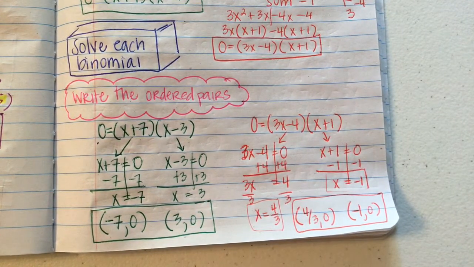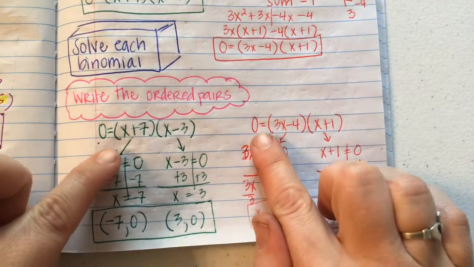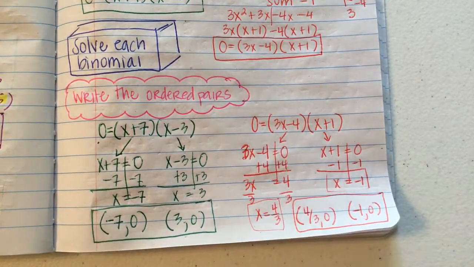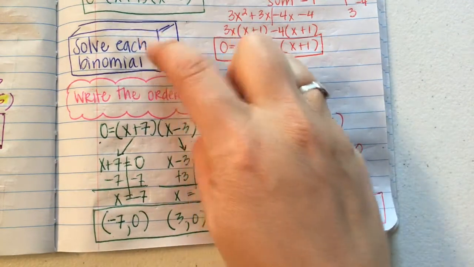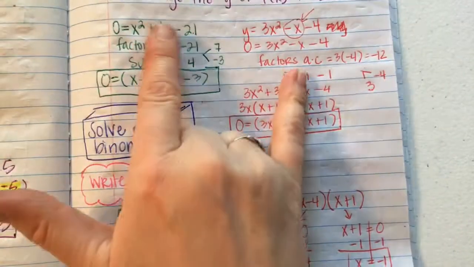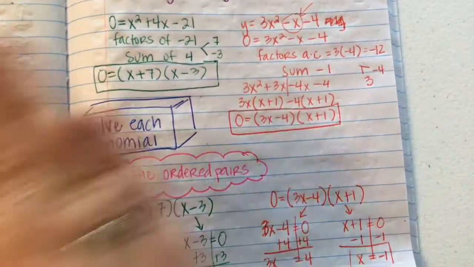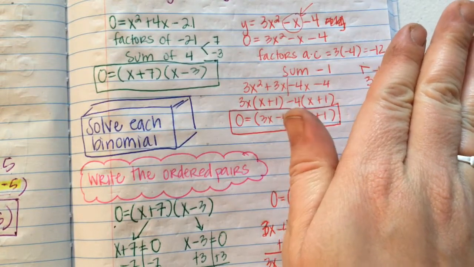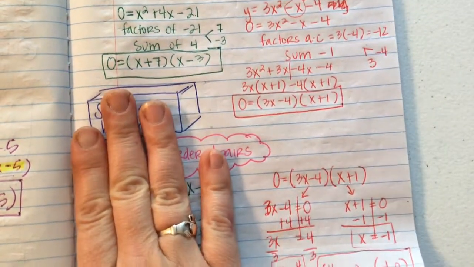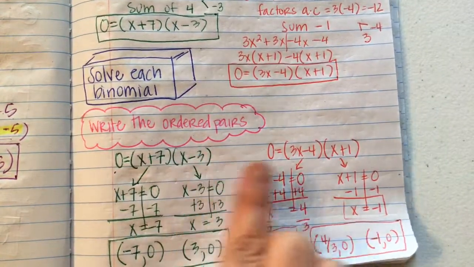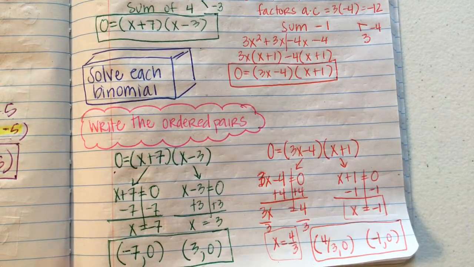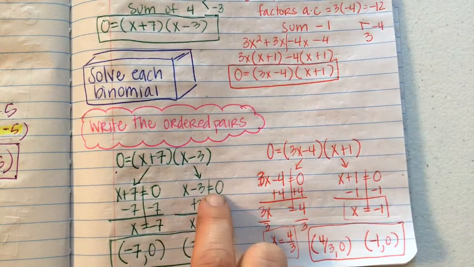Your answer today, because it's now an equation, because it now has an equal sign, our answers are going to be ordered pairs. Don't panic. We are only adding 2 steps to it. These up here, factoring is just the same as what we did last week and the week before. We are now solving each of those binomials that we are finding. Always equal to 0.